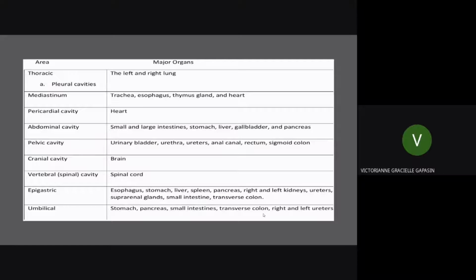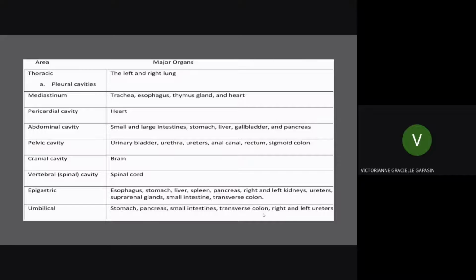Pericardial cavity. The major organ is the heart. Abdominal cavity: small and large intestines, stomach, liver, gallbladder, and pancreas. Pelvic cavity: urinary bladder, urethra, ureters, anal canal, rectum, and sigmoid colon. Next is the cranial cavity, which contains the brain, and the vertebral cavity, which contains the spinal cord.